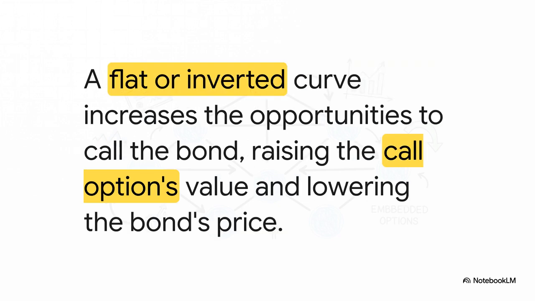And you know what? It's not just about whether rates are high or low in general. The shape of the yield curve is also a massive factor. A steep upward sloping curve suggests future rates will be higher, making a call less likely. But a flat or inverted curve, that's a red flag for a callable bondholder. It implies future rates might be lower, making that call option much more valuable to the issuer, which, of course, is bad news for the bond's price today.